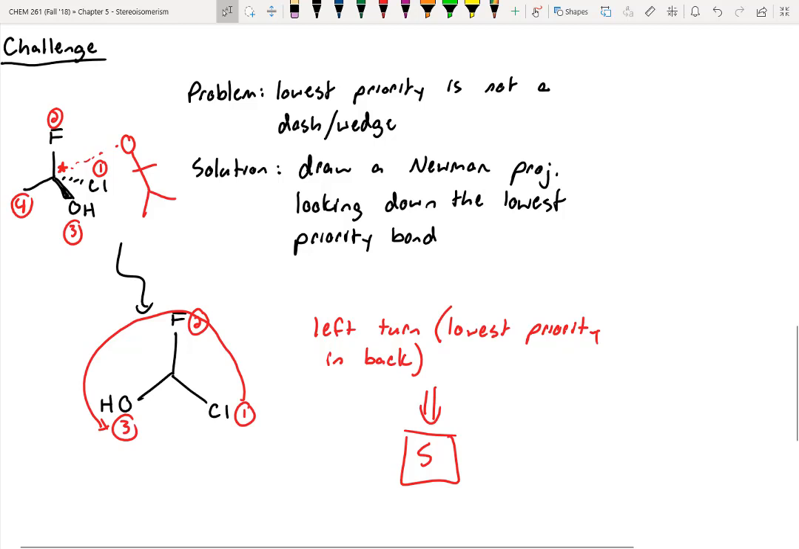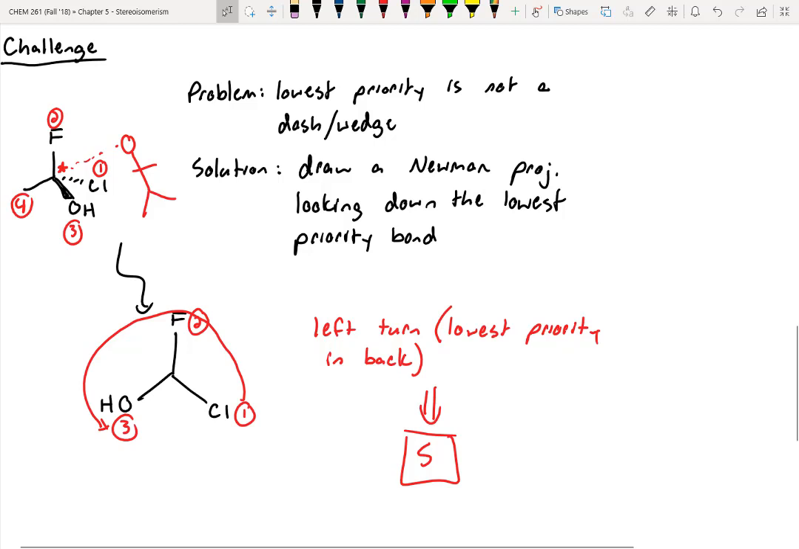Does it matter which direction we look down the lowest priority bond? Should we look from the stereocenter down the bond or from the bond? That's a really important question. So in this case, I always recommend looking down through the stereocenter where your lowest priority is in the back. That way you don't have to do any of that flipping nonsense. It's just automatically, if you're going to the right, it's R, and if you're going to the left, it's S. So Newman projections can help clarify that a lot, right?